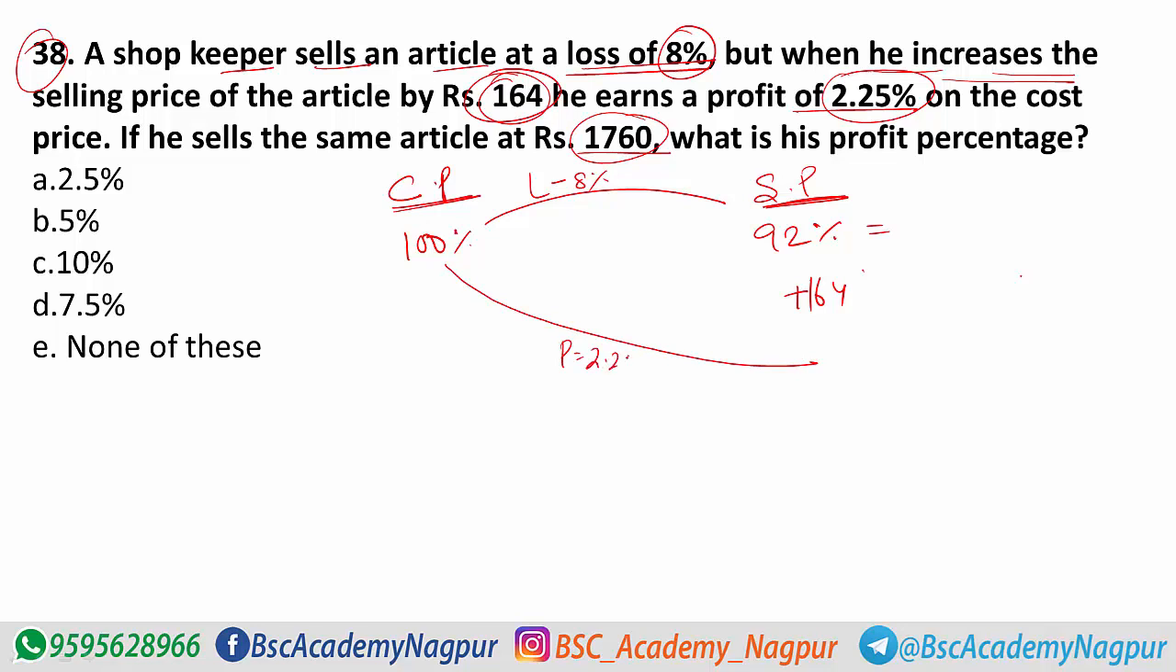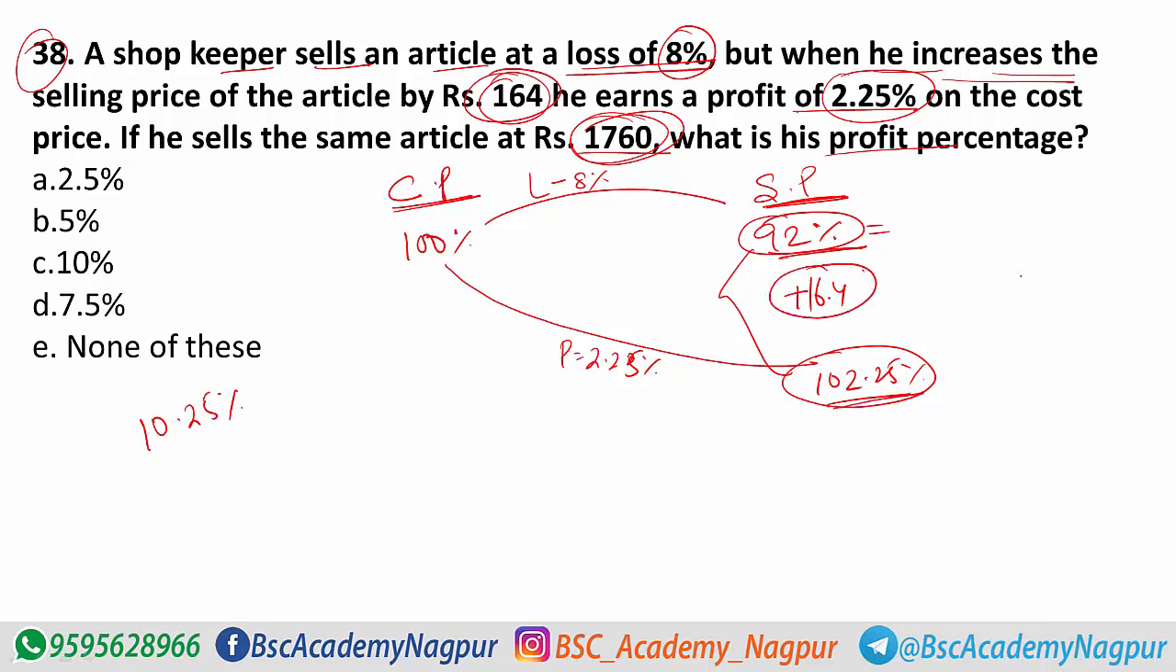Profit is 2.25%. The selling price will be 102.25%. Right? So what will be the profit percentage if he sells the article at 1760? So get the difference. This is 92, this is 102.25. What is the difference between the percentage of these two? That is 10.25%. And this 10.25% difference is created by what? Created by 164. This means 164 is 10.25%.